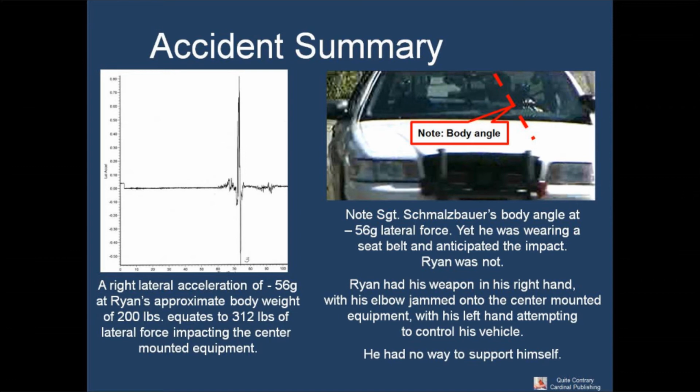Given his approximate weight of 200 pounds, that equates to a 360-pound force towards the door, which was immediately countered by a 312-pound force to the right towards the center-mounted equipment. Ryan was not wearing his seatbelt at the time. He had his weapon in one hand and the steering wheel in the other. He had no way to brace himself for these impacts.